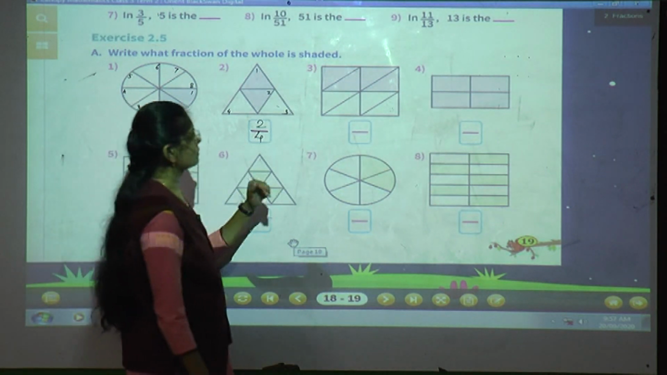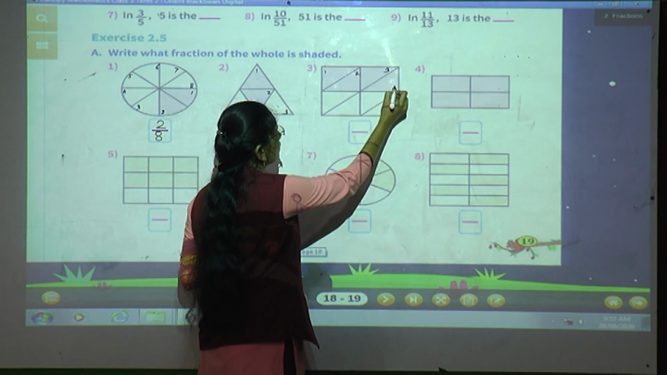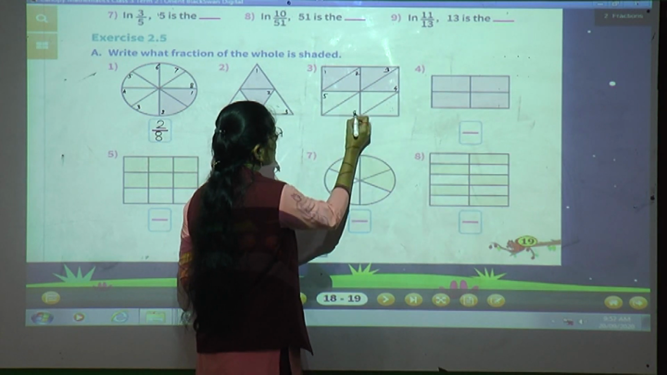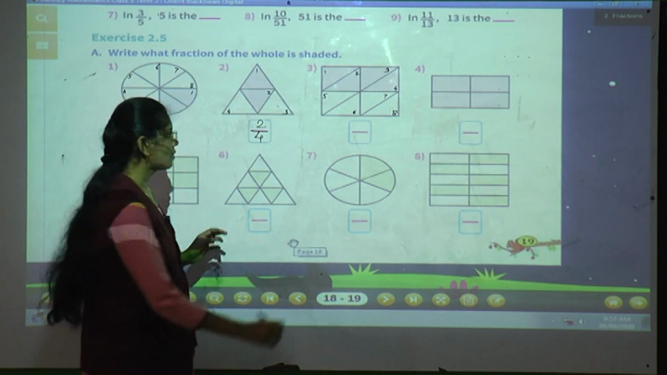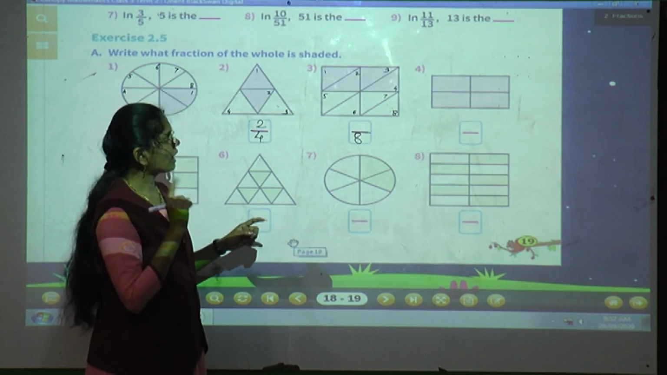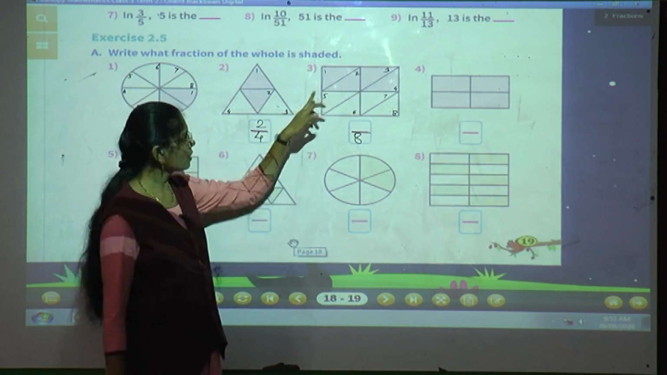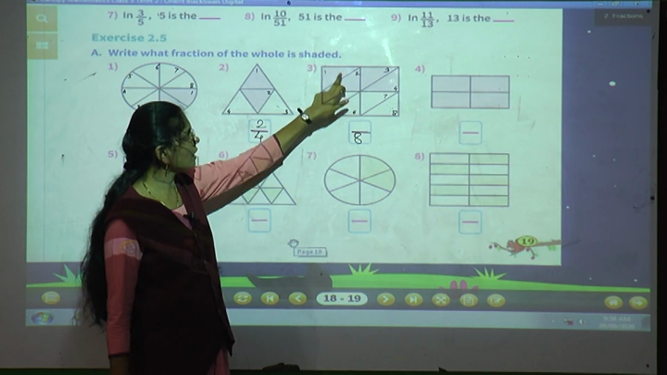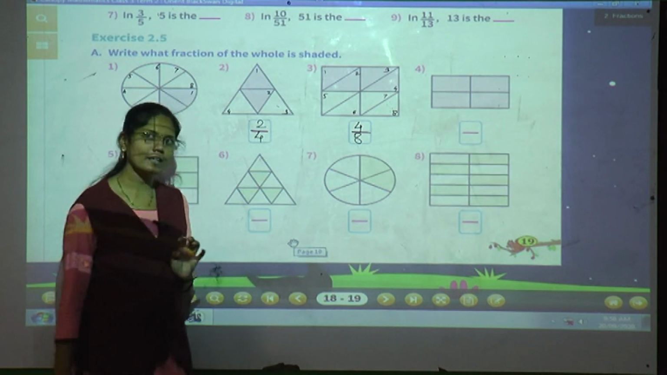Then see the third one. Total parts 1, 2, 3, 4, 5, 6, 7, 8. Total 8 parts are there. So what is the denominator? 8. And numerator, how will you write numerator? Yes, you have to count shaded parts. Okay. So how many shaded parts are there? 1, 2, 3, 4. So the fraction is 4 by 8.